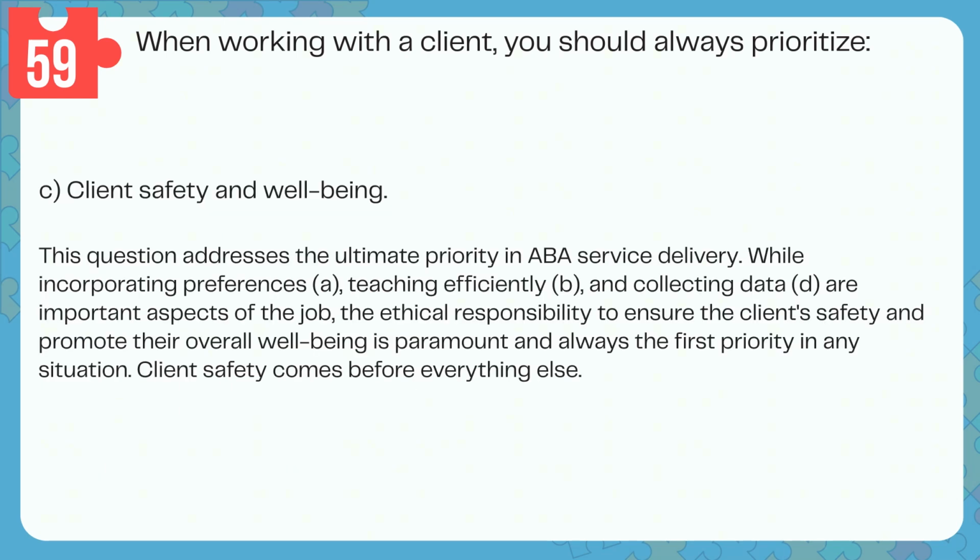Answer C, client safety and well-being. This question addresses the ultimate priority in ABA service delivery, while incorporating preferences, A, teaching efficiently, B, and collecting data, D, which are important aspects of the job. The ethical responsibility to ensure the client's safety and promote their overall well-being is paramount and always the first priority in any situation. Client safety comes before everything else.